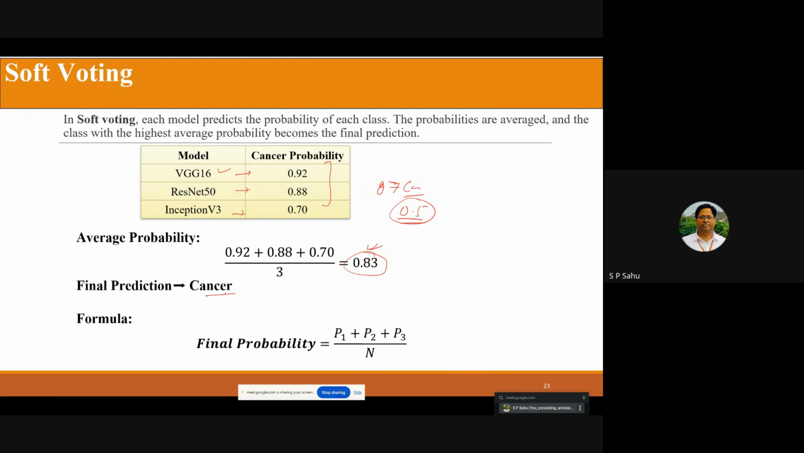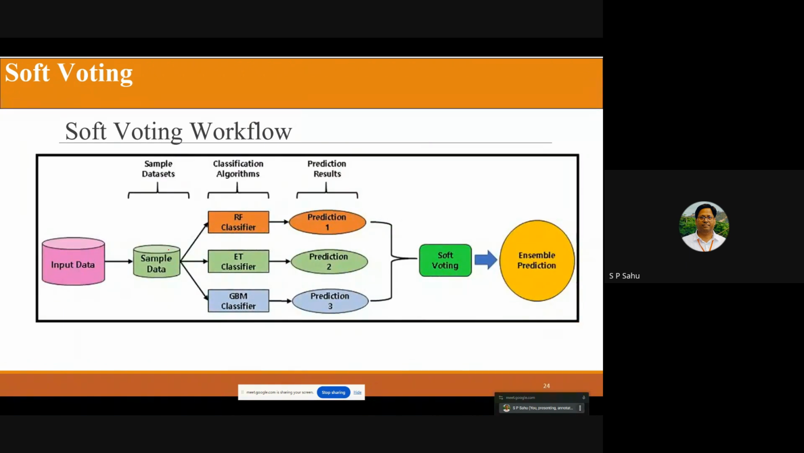So here, since it is coming as 0.83, it may have cancer. The final probability will be the average of P1 and P2, so soft voting. Here is the illustration part. We'll have a sample data, again with different classification models: random forest, extra tree, and gradient boost, and then prediction 1, 2, 3, and based on the probabilistic approach, soft voting, and then the ensemble prediction.